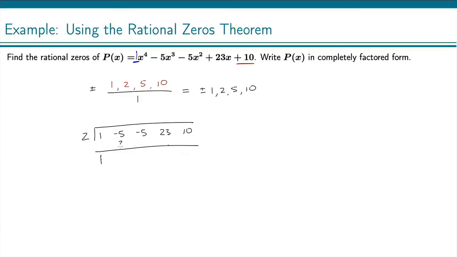1 times 2 is 2. -5 plus 2 is -3. -3 times 2 is -6. -5 plus -6 is -11. 2 times -11 is -22. 23 plus -22 is 1. 1 times 2 is 2. 10 plus 2 is 12. And this is not 0 either. So 2 doesn't work. So we move on, and we'll try -2 next.